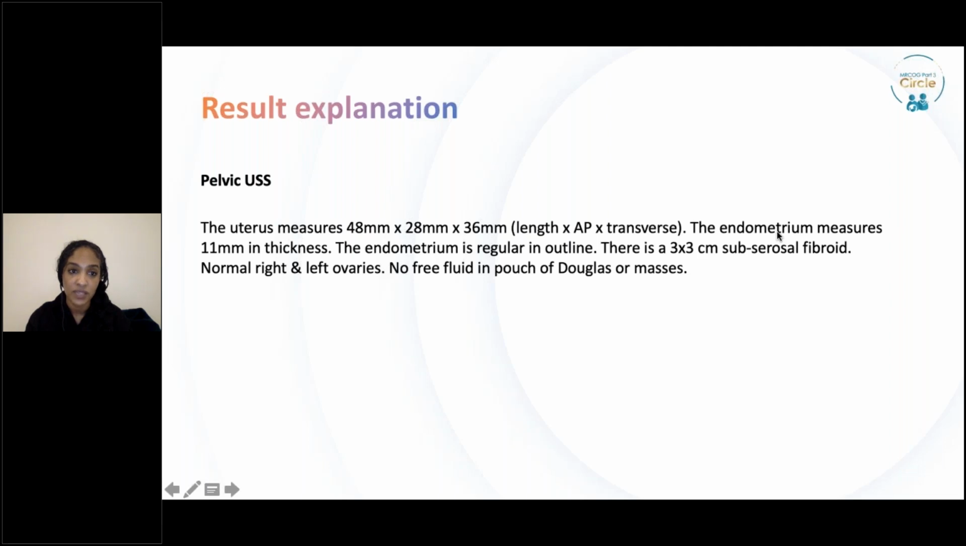So you have an ultrasound scan showing a measurement of the uterus, fine. Endometrium is 11 millimeter thickness. This patient is postmenopausal for around 10 years. She's been coming with postmenopausal bleeding. Endometrium is regular. There's a 3x3 subserosal fibroid. Right and left ovary is normal. No masses or fluid in the pouch of Douglas. So in summary, postmenopausal lady been having postmenopausal bleeding. She was assessed, investigated. Now the scan is out.